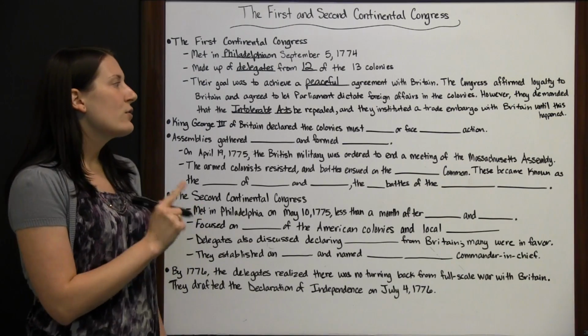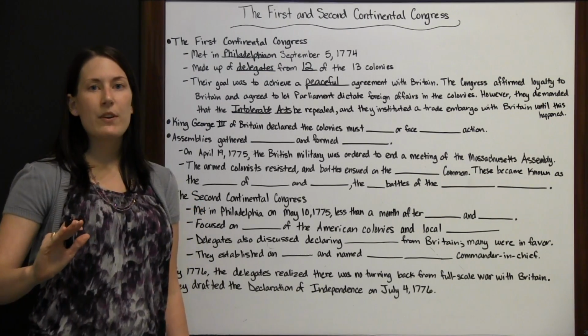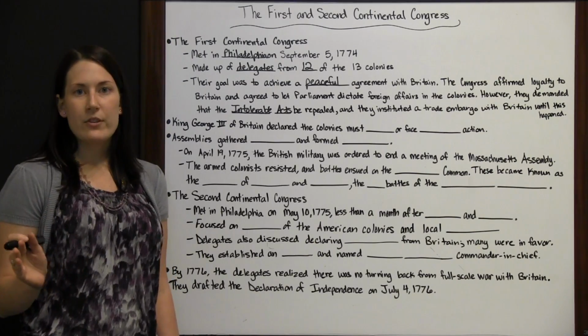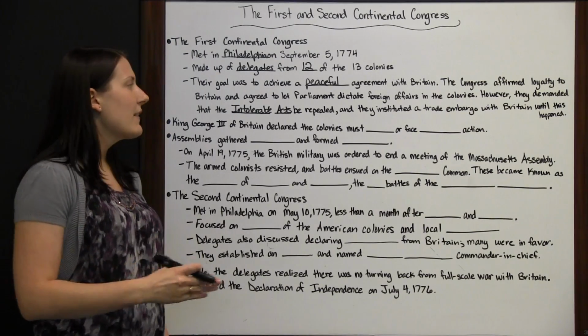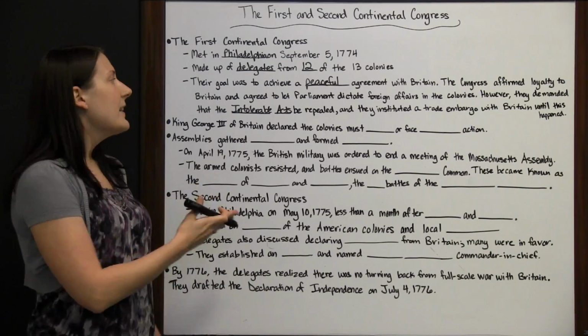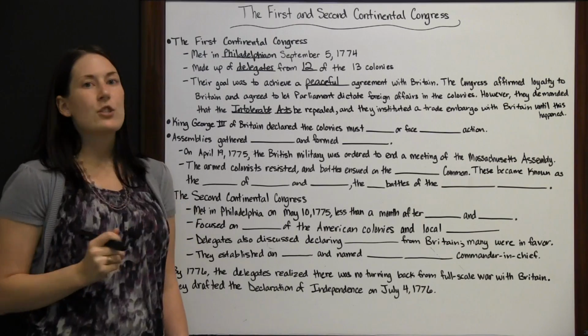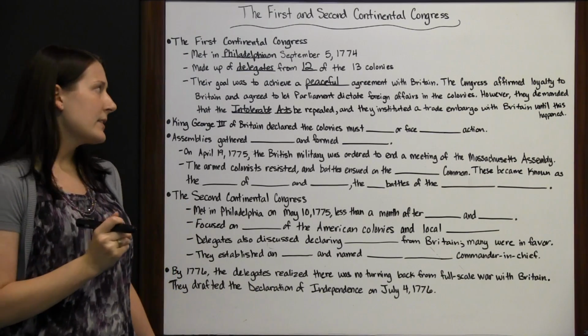And they instituted a trade embargo with Britain until this happened. So they said, okay, we're not trading with Britain anymore. We're not going to buy any more of their stuff. We're not going to ship them any more of our stuff until they repeal the Intolerable Acts. Otherwise, if they did that, we'd be happy to say we're loyal to Britain. Parliament can be in charge of foreign affairs over here in the colonies.